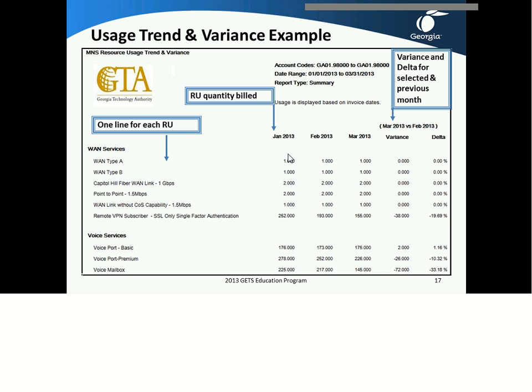This next report is the usage trend and variance report. This one is also for M&S in this example. You can see there's one line for each RU. You can see the quantity billed per month. And you can see the variance and delta for the previous month versus the current month.